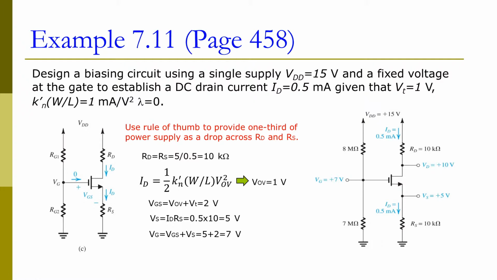Our voltage VS now can be calculated through the voltage drop across the resistor at the source. So that equals ID times RS, which will give us 5 volts. So VS equals 5 and VGS equals 2, which means our gate voltage should be 7 volts. Achieving the 7 volts gate voltage is actually very simple, because our voltage supply is 15 volts. We don't have any current into the gate, and we can just pick two large resistors here, 7 mega ohm and 8 mega ohm, which will give us a gate voltage of 7 volts.